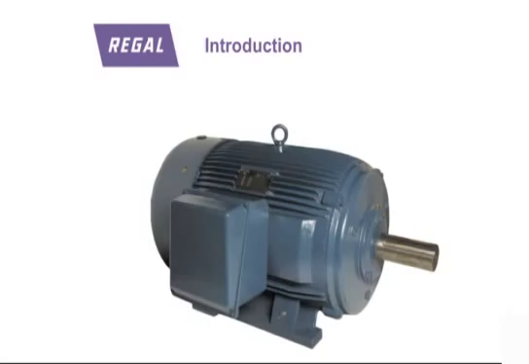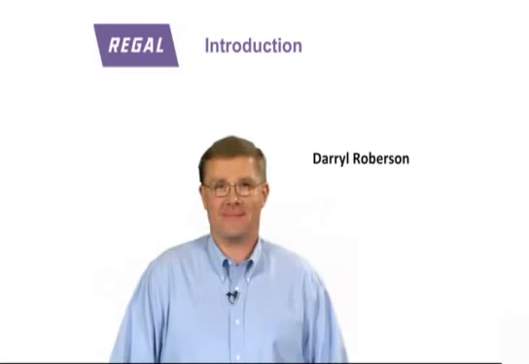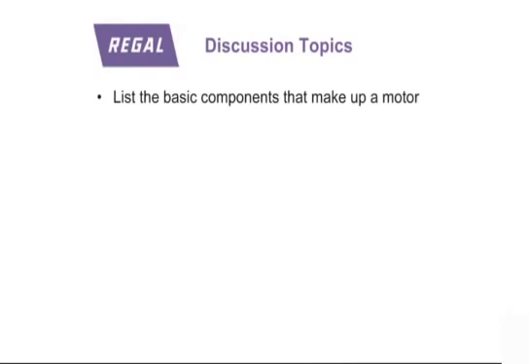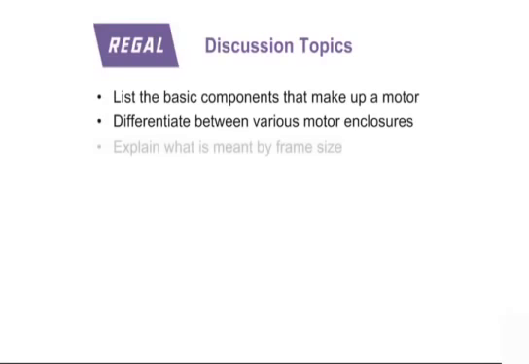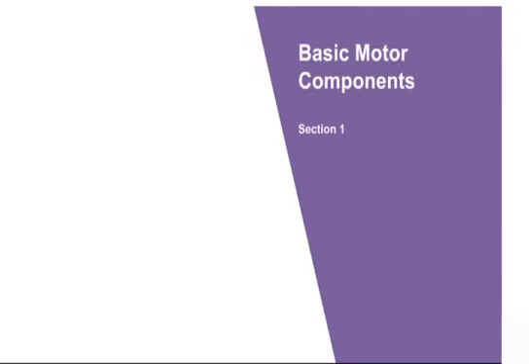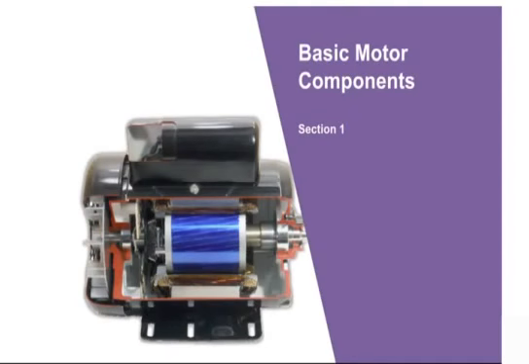To guide you through these two courses, and to help you better understand this material, we've asked Daryl Robertson to join us and provide more in-depth explanations of many of these topics. You will be able to list the basic components that make up a motor, differentiate between various motor enclosures, explain what is meant by frame size, and identify different types of motors. In this first section, you'll learn about the various components that work together to make a motor.